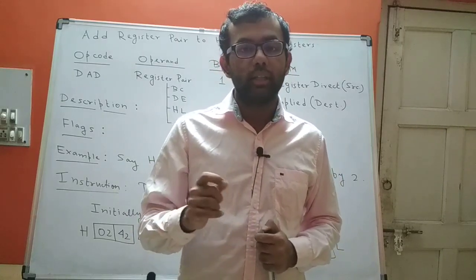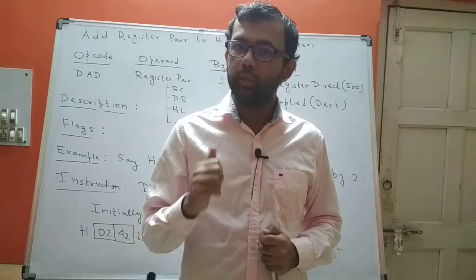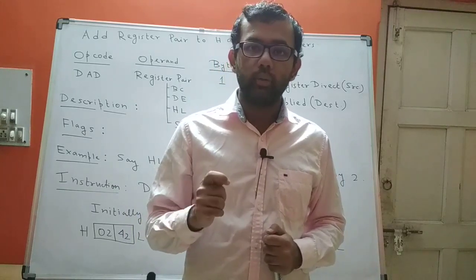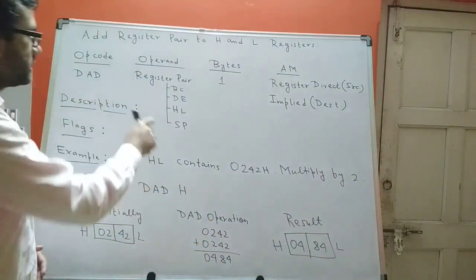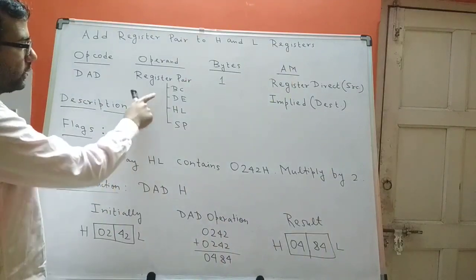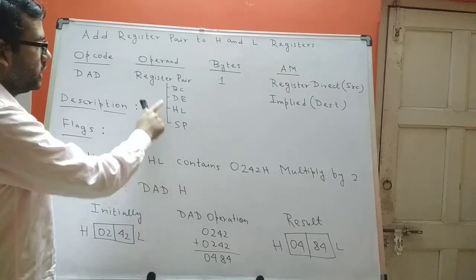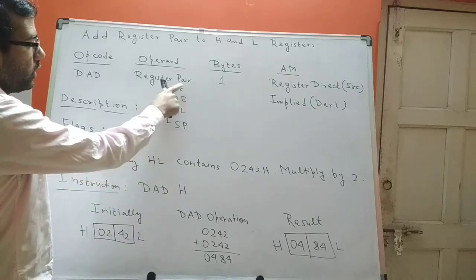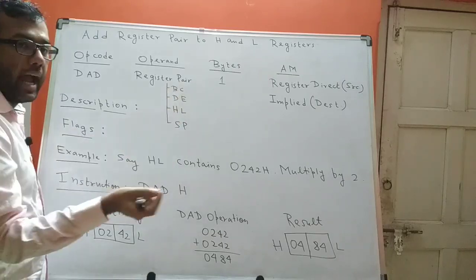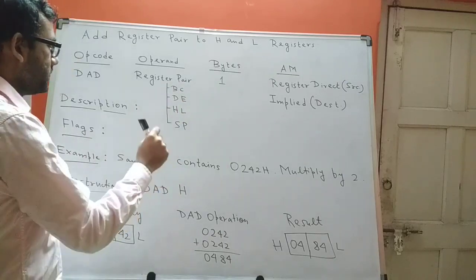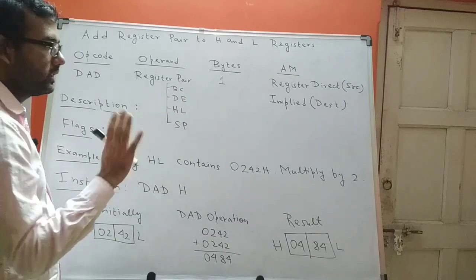Here, the destination register pair is considered to be the HL register. So you can consider any of the other register pairs. What are the possible register pairs that you have? BC, DE, HL and the stack pointer. So you can take the contents of the BC register, add it with the contents of the HL register and store the result in the HL register itself.